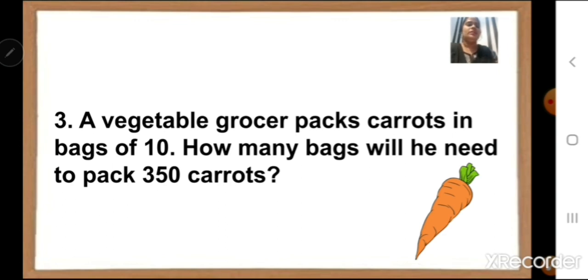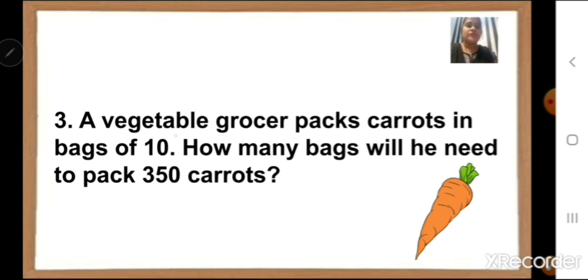Now children, here the question is a little bit twisted. So let us find out the information that they have given so that we can frame the statements. A vegetable grocer packs carrots in bags of 10. Now, how many bags will he need to pack 350 carrots? That means there are a total of 350 carrots. So this is our first statement: total carrots are 350. Correct.